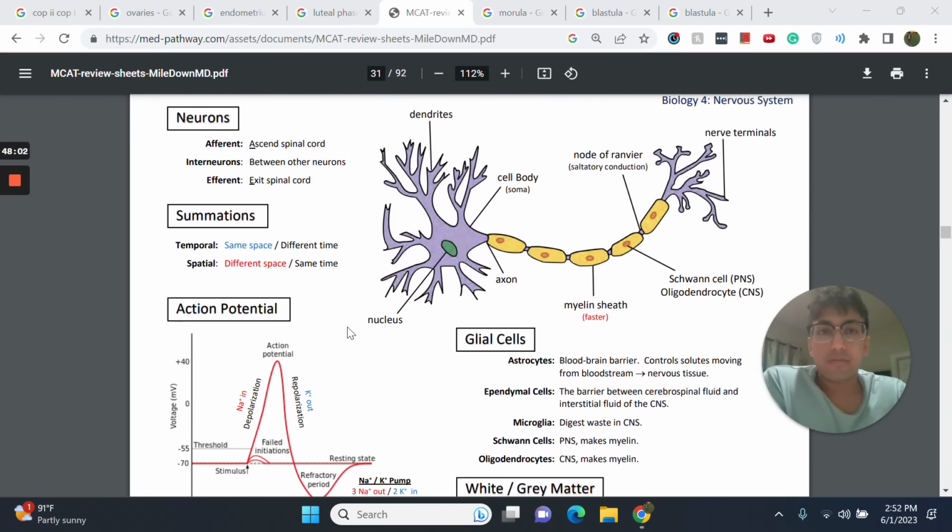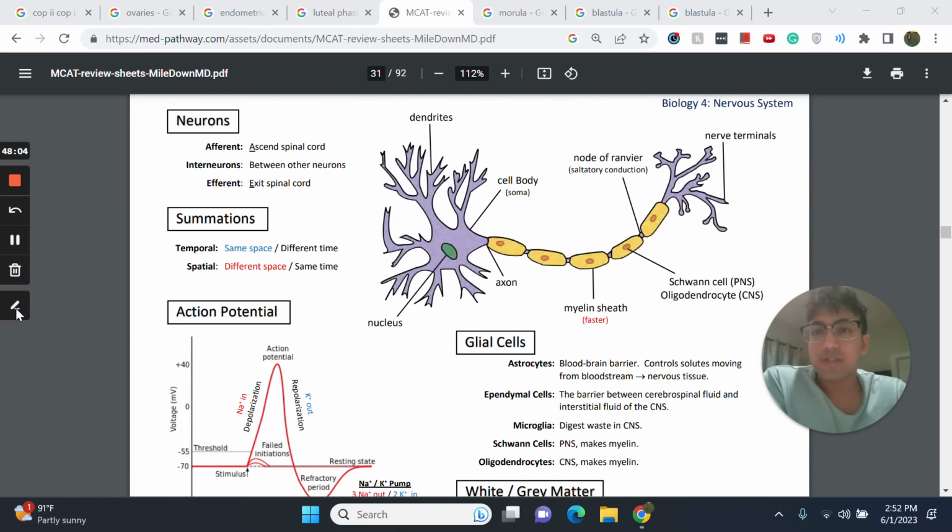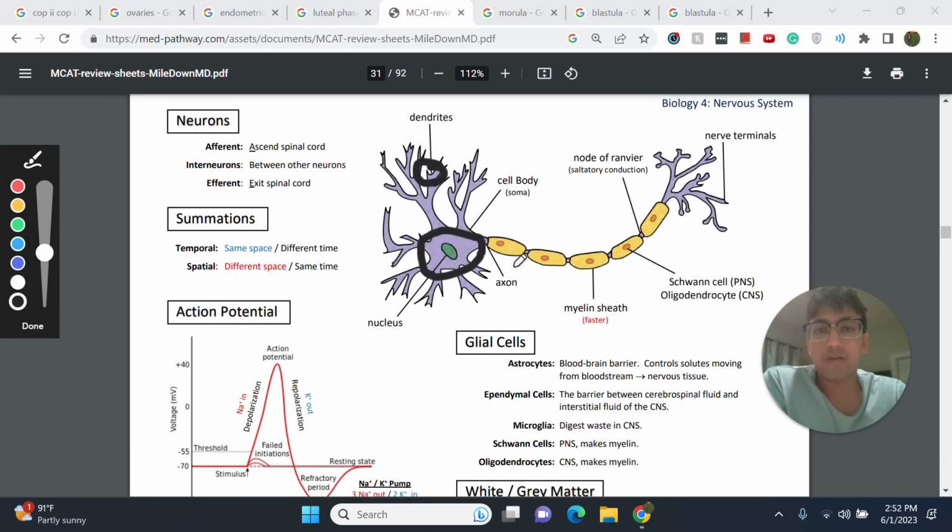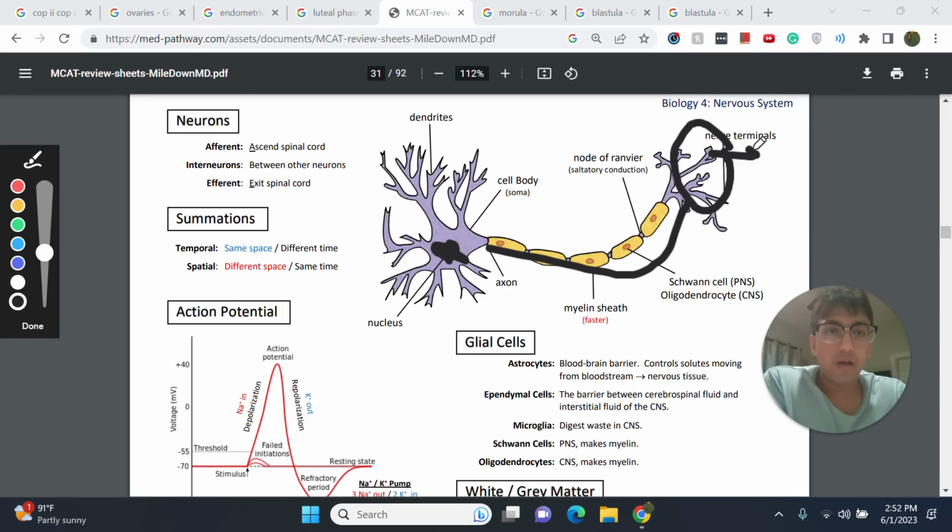Okay, so I already mentioned this, but this is the dendrites. This is the cell body. It's also called the soma. This is the axon, right? This is the nucleus over here. So the nucleus is contained within the cell body. And these are the nerve terminals. The nerve terminal is what sends the neurotransmitters across the synapse, right?